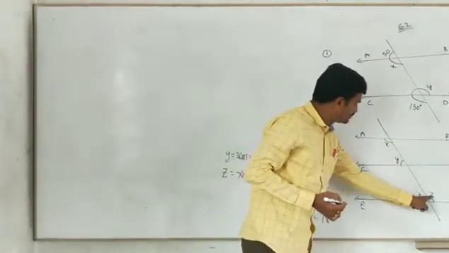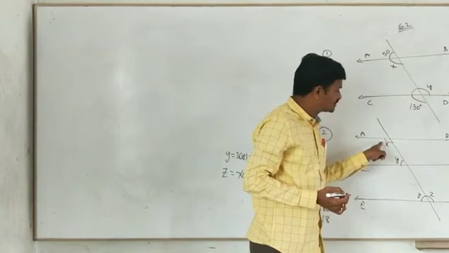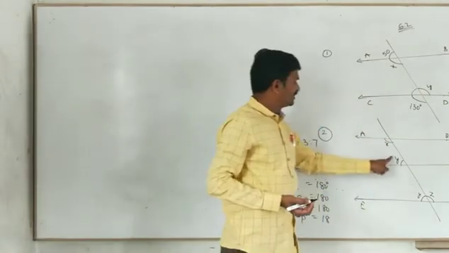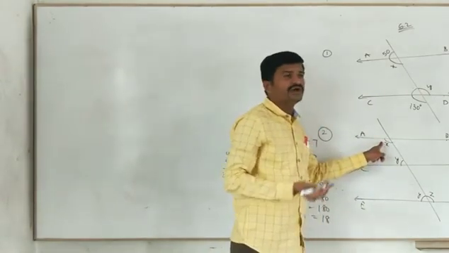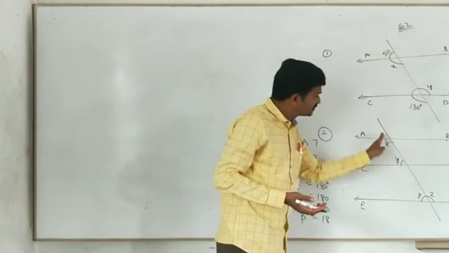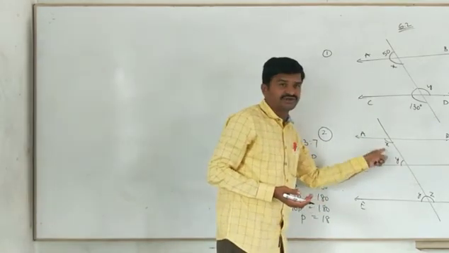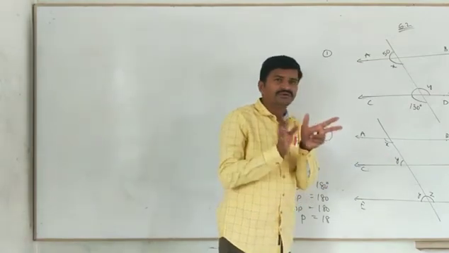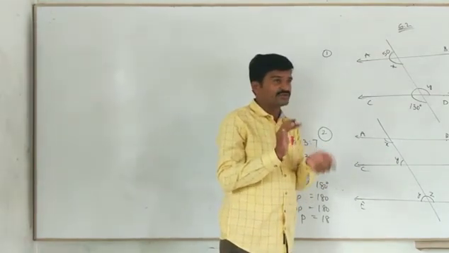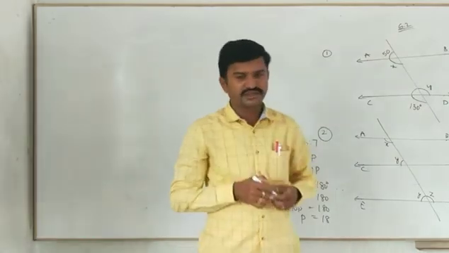So this and this we got it. If it is 54, this is how much then? 126. Are you clear? Because these two are interior angles on the same side of the transversal, or not? Will you be able to do it or not? Yes, sir. You have to do it with the proper reasons, all of you. Understand? Okay.